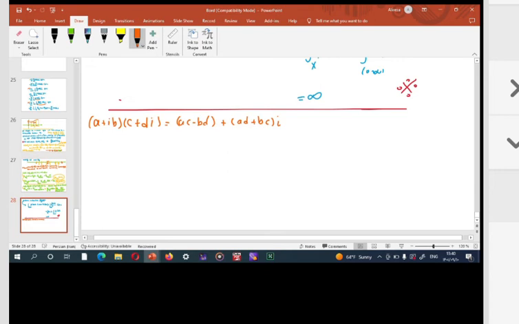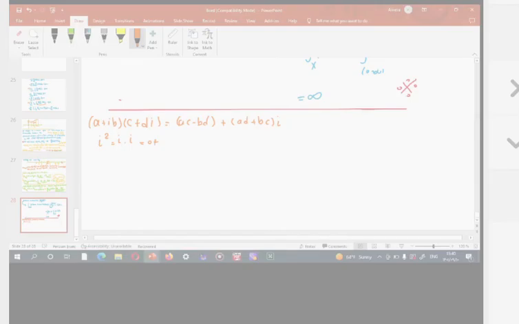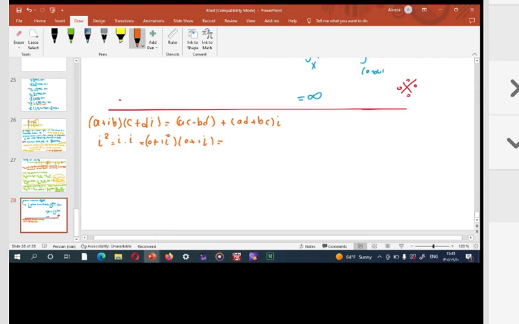So if we consider i squared equal to i multiplied by i, this is equal to (0 plus 1i)(0 plus 1i), which is equal to 0 minus 1 plus 0i, and this is equal to minus 1. Okay.